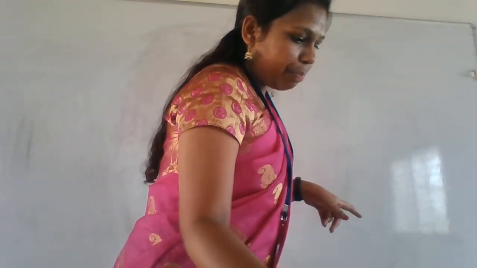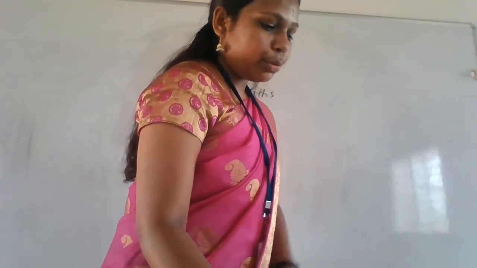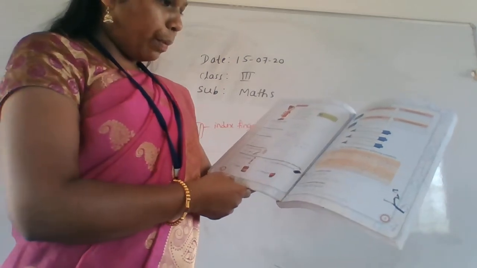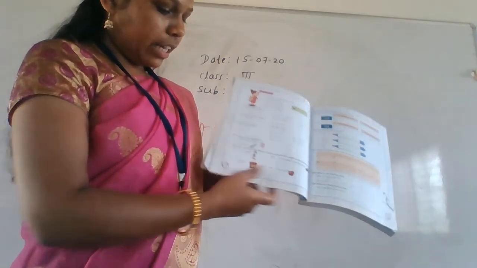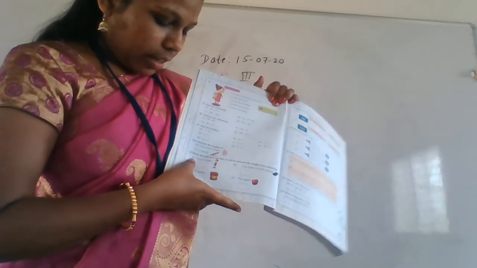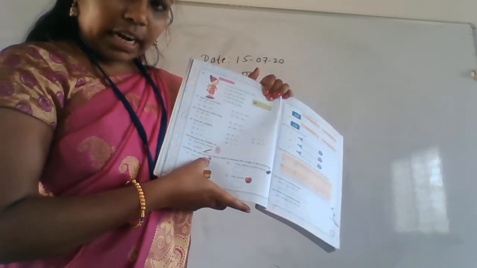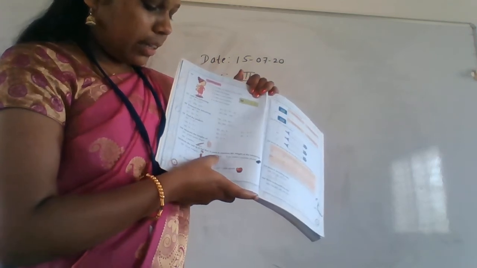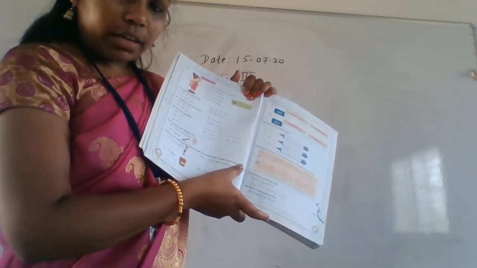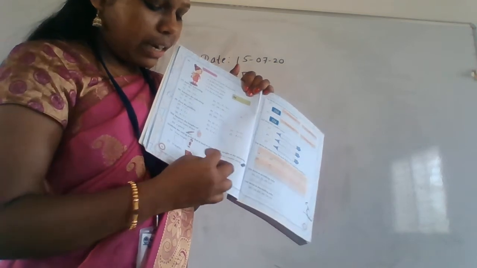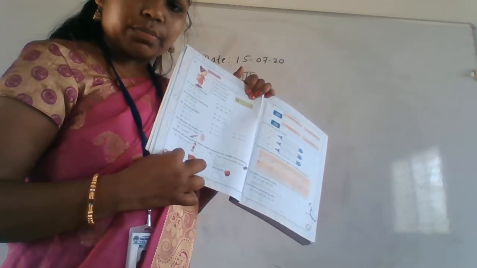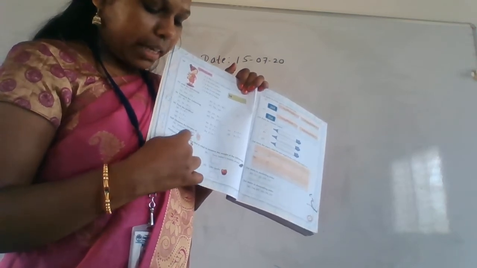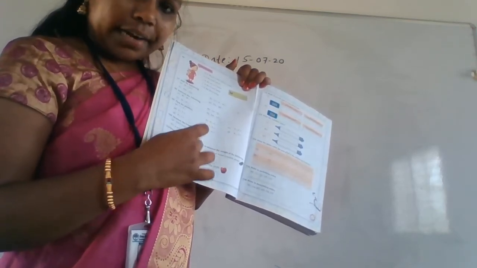Next one is, write the unit that is used to measure the weight of the following. On page number 4, open page number 4 here. What have they given here? Write the unit, gram or kg, that is used to measure the weight of the following. They have given a box there. You have to write in that box.